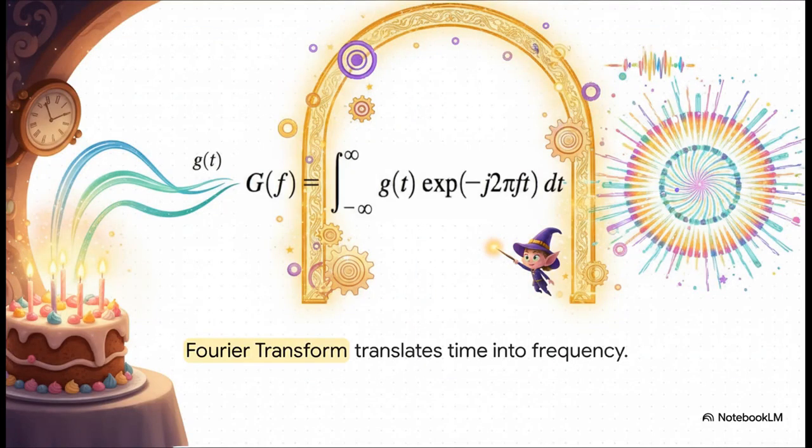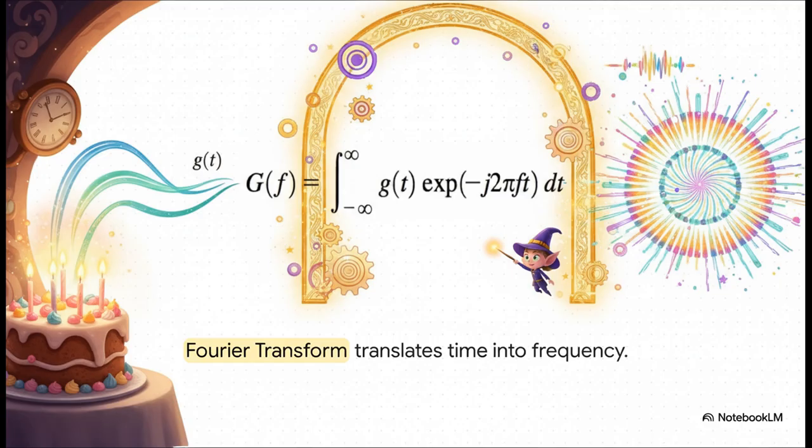Now you're probably wondering, okay, how do we actually get from that baked cake back to the ingredient list? Well, the answer is the forward Fourier Transform. This elegant little equation is basically a magical mathematical bridge. It allows us to travel straight from the time domain right into the frequency domain.